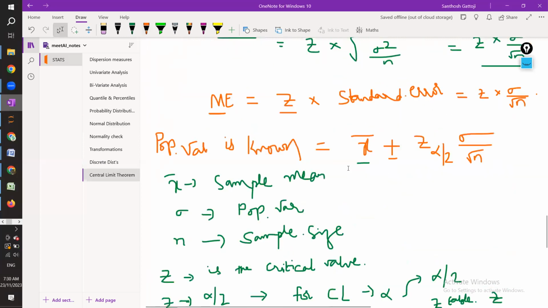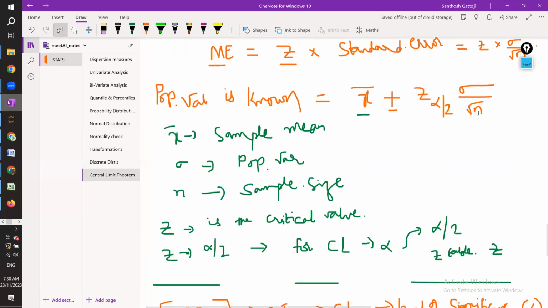Okay, so here also from this formula, you know everything. You know x bar, you know rho, because the population variance is known. And you also know the number of samples. The only thing unknown is z. Now z alpha by 2 means take the z value from the z table at alpha by 2.